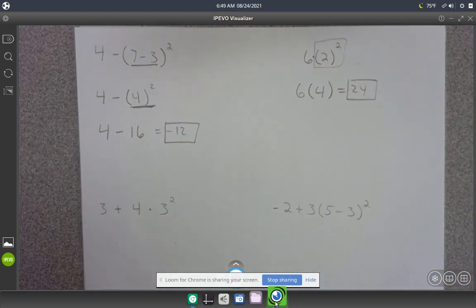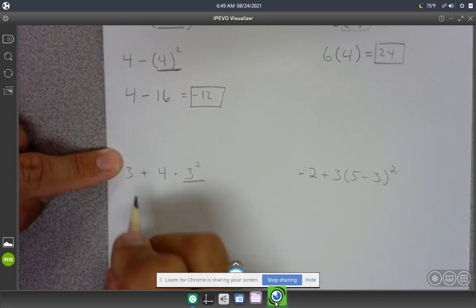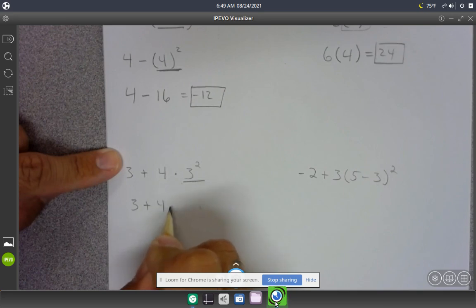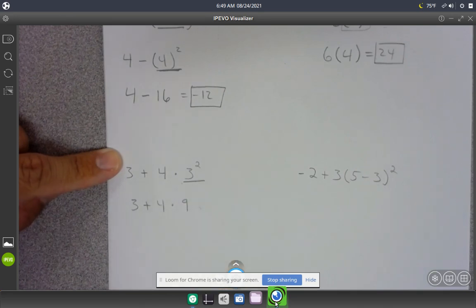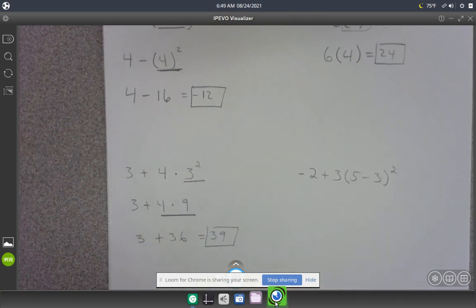Okay. This one's not too bad, actually. Exponent, that'll become a 9. 3 plus 4 times 9. Got to do the multiplication next. That's equal to 36. 4 times 9 is 36. And then add those up, and you get 39. Cool.